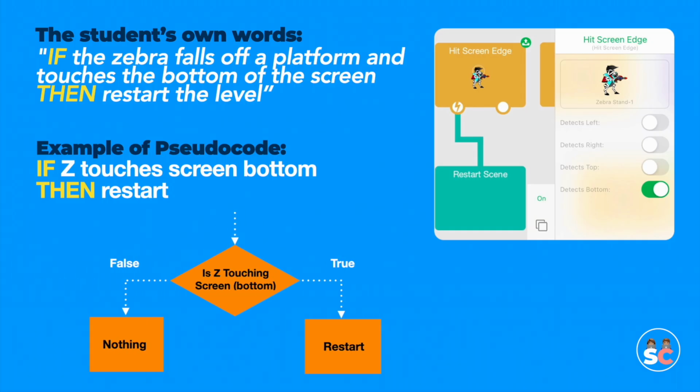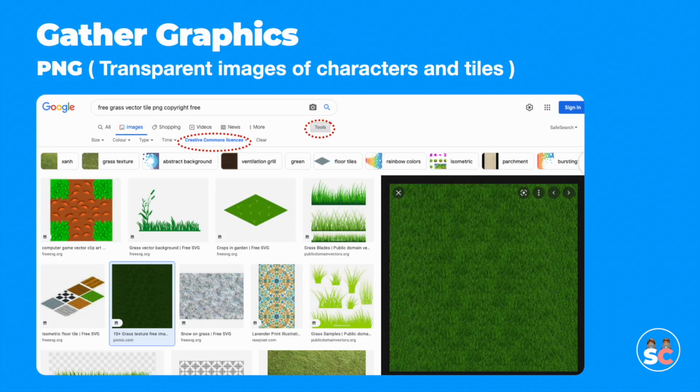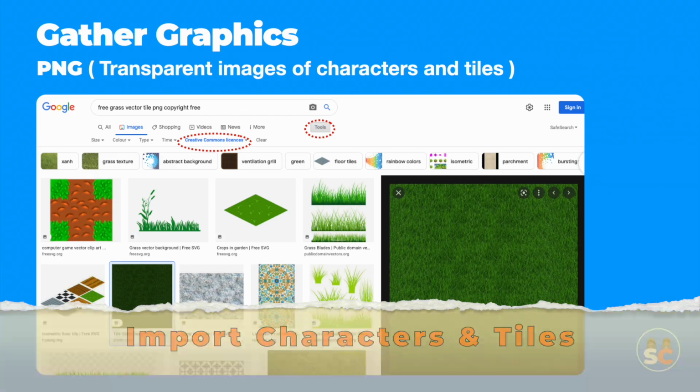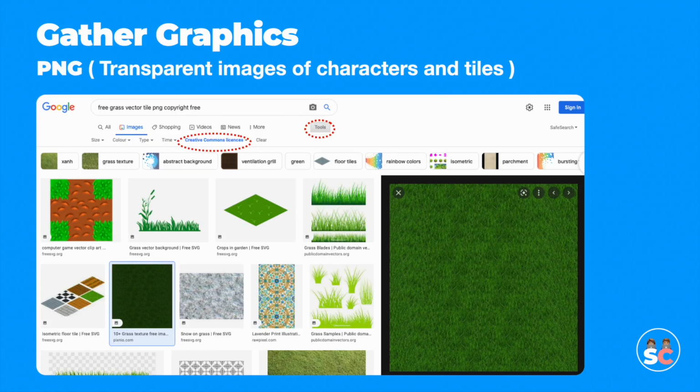Here's a quick flowchart of that problem. Once again, is Z touching the bottom of the screen? That's your decision. True, yes, we restart. If it's false, then we do nothing. The next step is, once you've explained to the students how to get your objectives, how to solve the problems, and how to start putting that together in a storyline, then they might be ready to start gathering all their graphics.